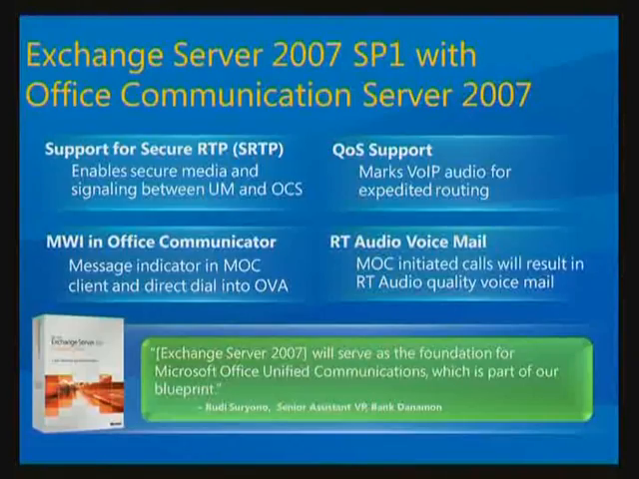With Service Pack 1, in conjunction with Office Communications Server 2007, we can encrypt both that signaling channel and the voice media itself, so that any communications between Office Communicator and Exchange, for example, someone leaving a voicemail, that communication stream can be secure when going across your network. The second investment area has to do with quality of service support. So any of the audio within Outlook Voice Access can be marked to provide high quality of service.